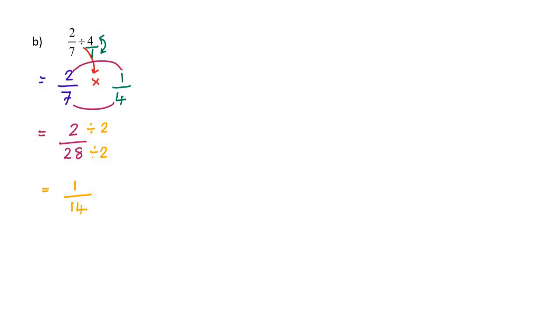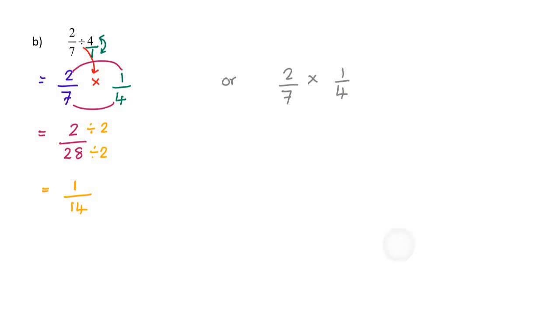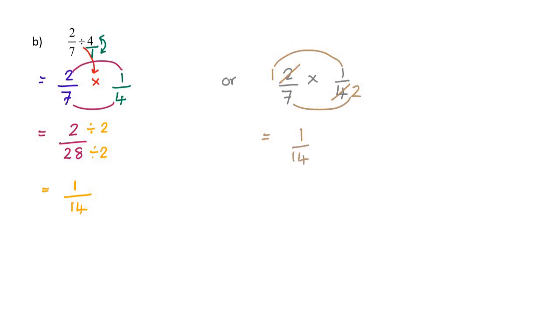Okay, again, we could use the cross-cancel method, and that method is 2 over 7 times 1 over 4, and we say, is there something on the top and something on the bottom that can simplify? Well, 2 divided by 2 is 1, 4 divided by 2 is 2. So 1 times 1, top times top is 1, bottom times bottom is 14. And obviously I get the same answer, and either method is absolutely fine. Right, on to the next one.